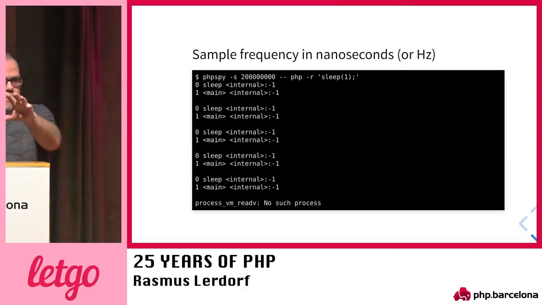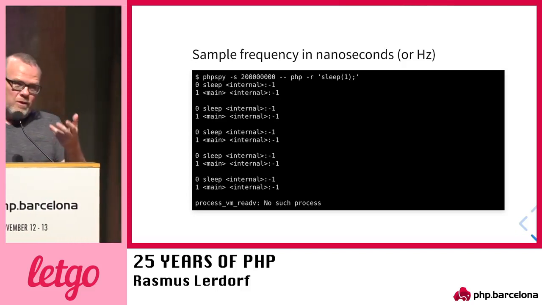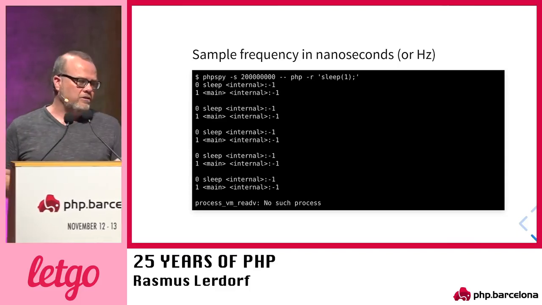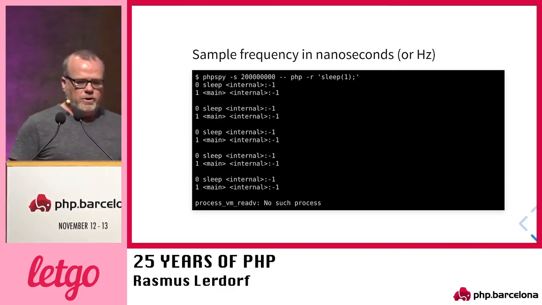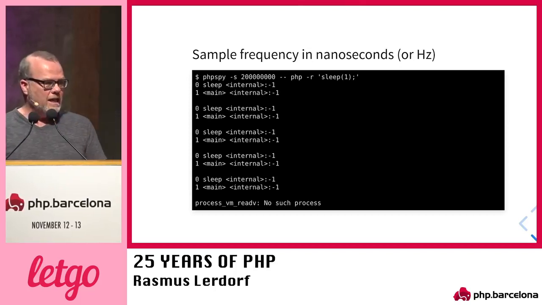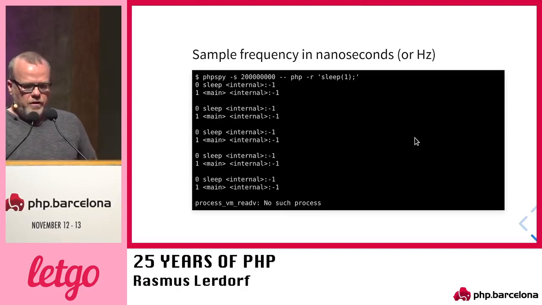But if you then put stuff in production and it's still slow and you want to have a picture of why it's slow, attach PHP Spy to it. You can attach it to a running process. What it does is it pokes the process and sees what it's doing at regular intervals. So here, every 200 milliseconds, I'm checking to see what this PHP process is doing. And since it's just sleeping for 1 second, we end up seeing 5 backtraces from main to sleep.